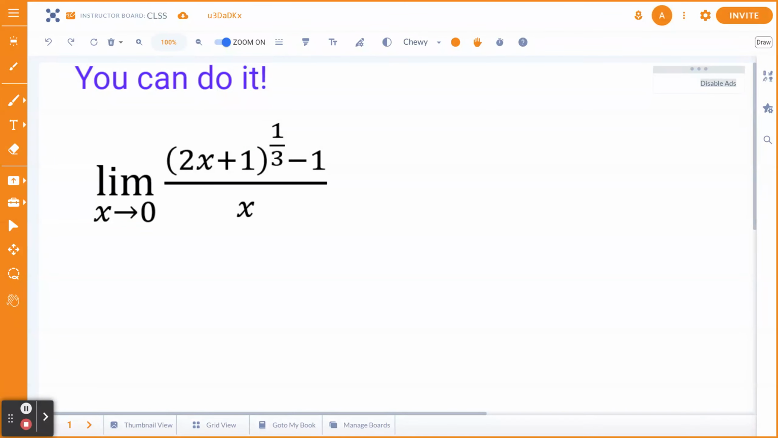Hi everyone, let's take a look at the following limit. Find the limit of (2x plus 1) to the power of 1 over 3 minus 1, divided by x, as x is approaching 0.